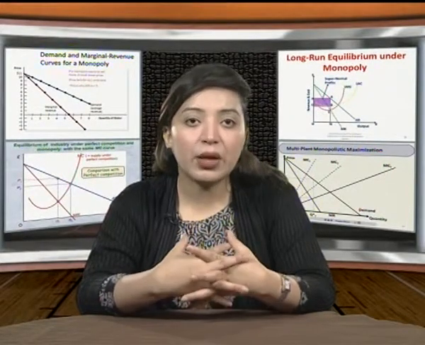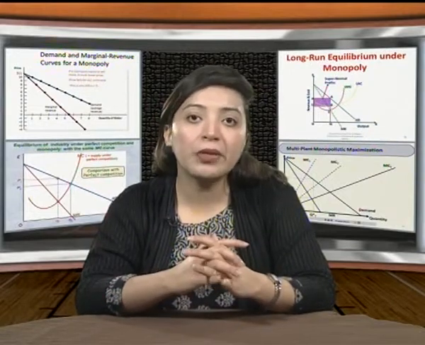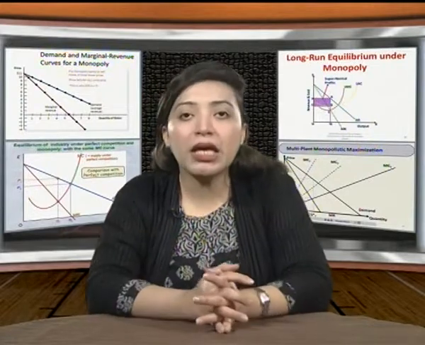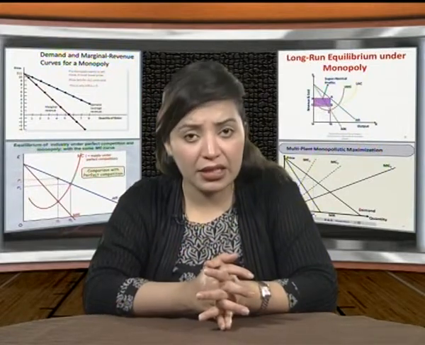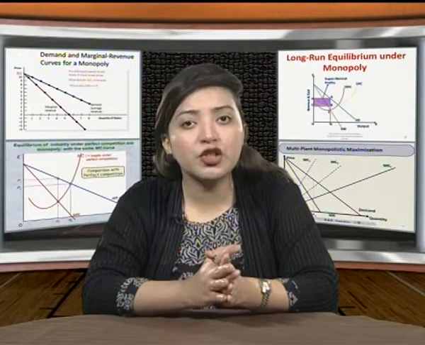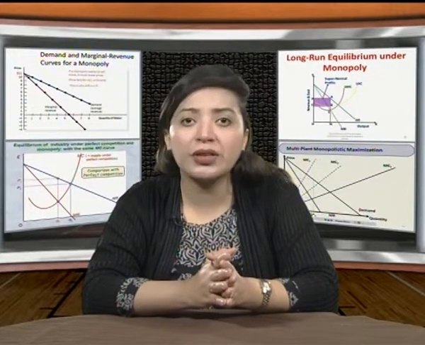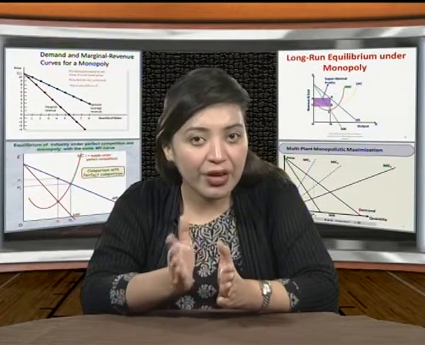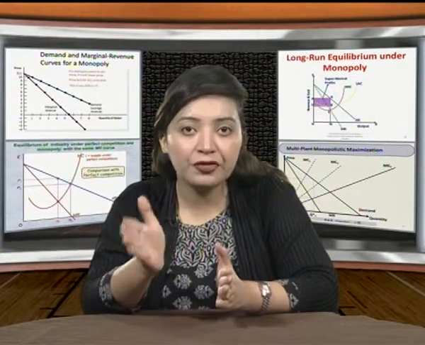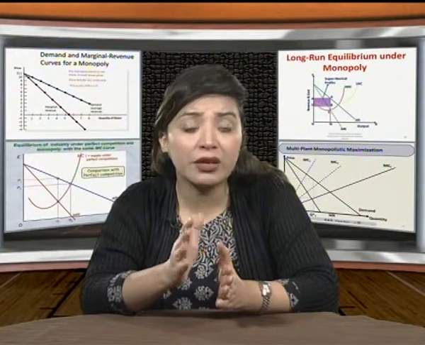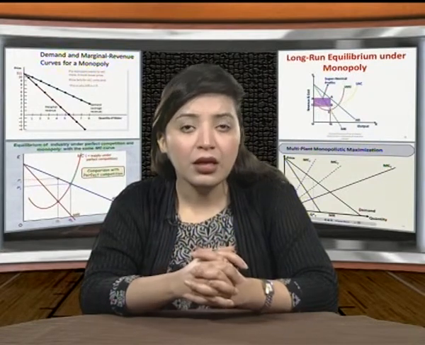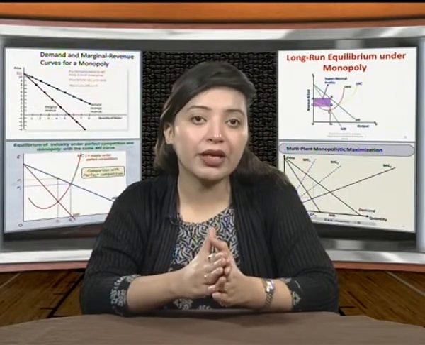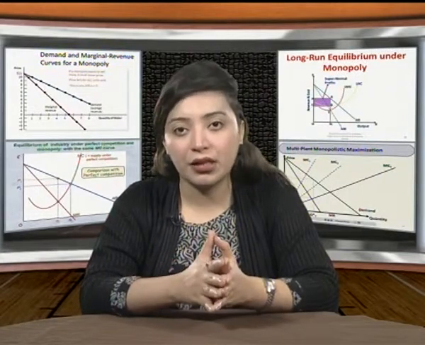Now let's see the next one, that is long run equilibrium under monopoly. In the long run, the monopolist would make adjustment in the size of his plant. The long run average cost curve and its corresponding long run marginal cost curve portray the alternative plants, that is, various plant sizes from which the firm has to choose for operation in the long run.